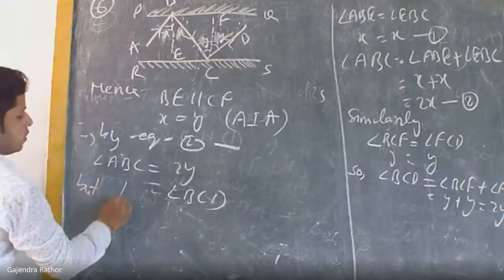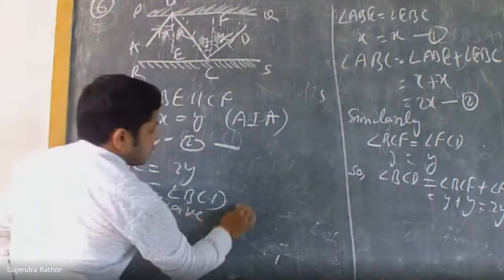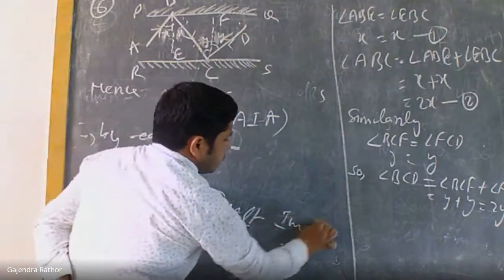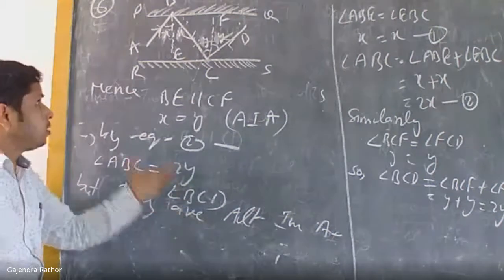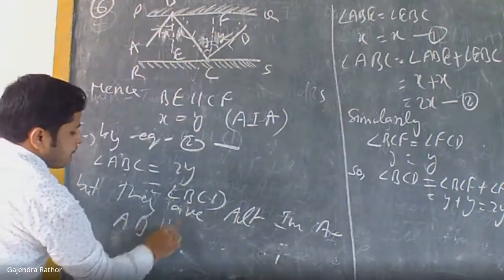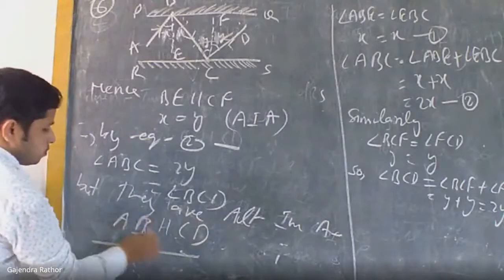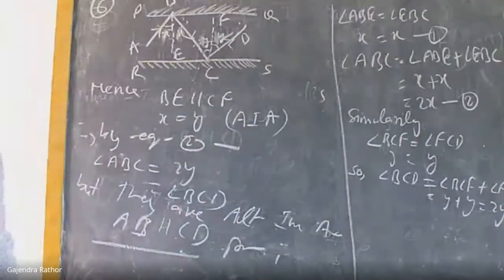But they are alternate interior angles. So it means AB is parallel to CD. This is true. I think this is a big question. Okay, so please observe this question, try to understand, and also ask your doubts.